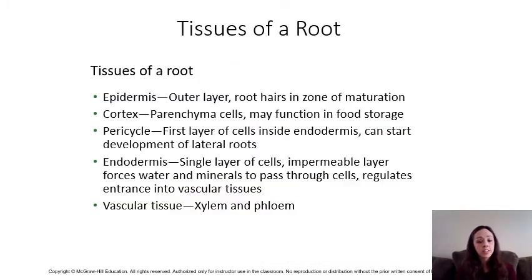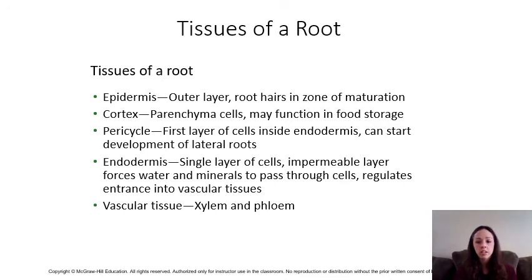There are five different types of root tissue. The outermost layer is the epidermal cells with the root hairs. Under the epidermis is the cortex, which is going to be parenchyma cells that contain starch and so may function in food storage. Next comes the endodermis, which are rectangular cells pushed close up together.